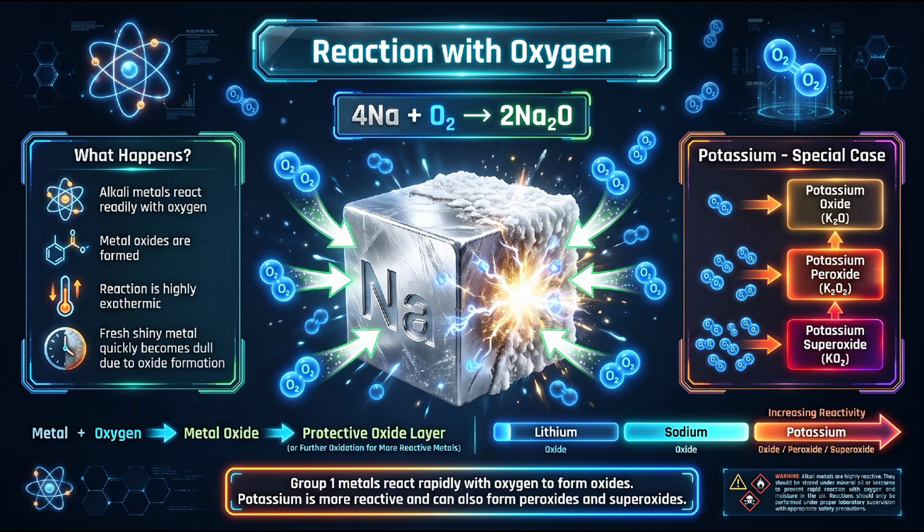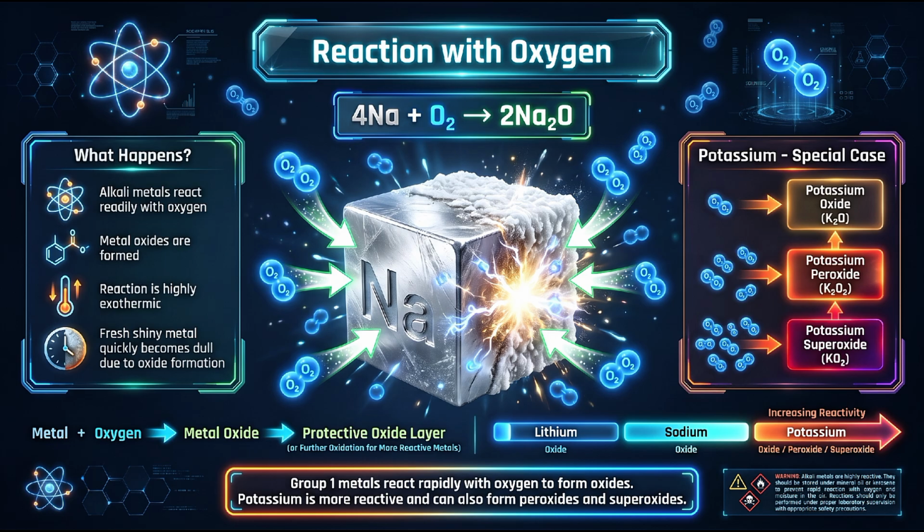The balanced chemical equation shown is 4Na plus O2 gives 2Na2O. This equation shows that 4 sodium atoms react with 1 oxygen molecule to produce 2 molecules of sodium oxide. During this reaction, every sodium atom loses its single valence electron to become a Na+ ion, while each oxygen atom gains 2 electrons to become an oxide ion. The attraction between the positively charged sodium ions and negatively charged oxide ions forms the ionic compound sodium oxide.